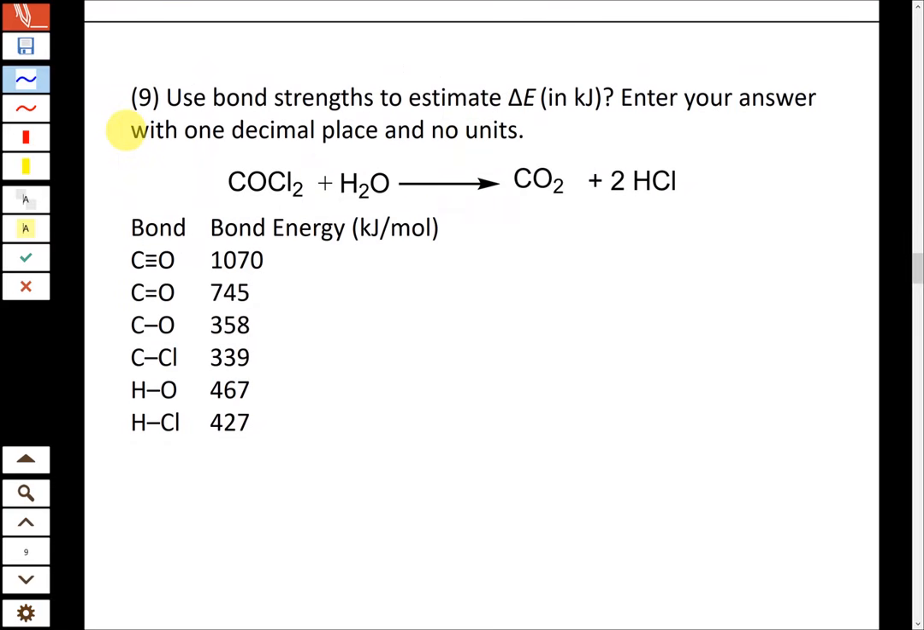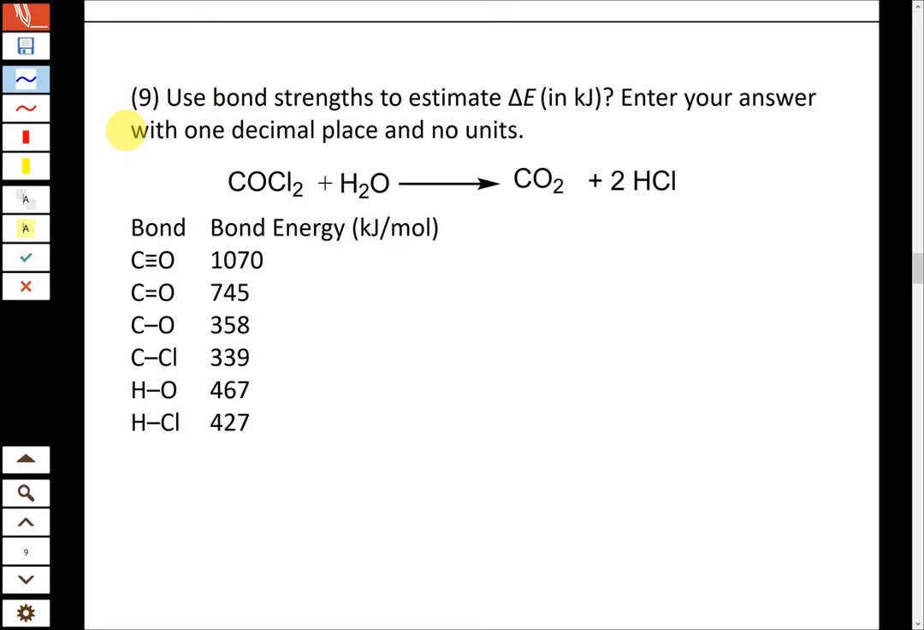All right, so we're going to do a problem now where we're going to use bond energies, or bond strengths as they're often called, to estimate the delta E. It could be delta H also. They kind of mean the same thing as we talked about, in kilojoules. So again, it's a numerical problem.